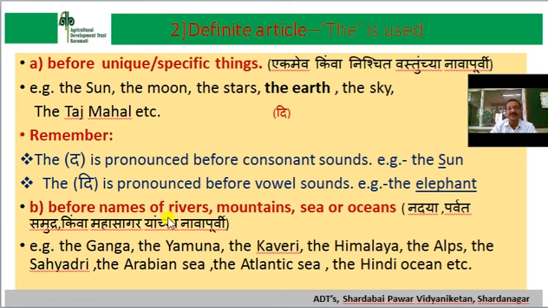Next, the is used before names of rivers, mountains, seas or oceans. The Ganga, the Yamuna, the Kaveri, the Himalaya, the Alps, the Sahyadri, the Arabian Sea, the Atlantic Sea, the Indian Ocean, etc.